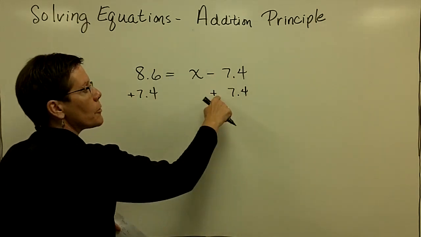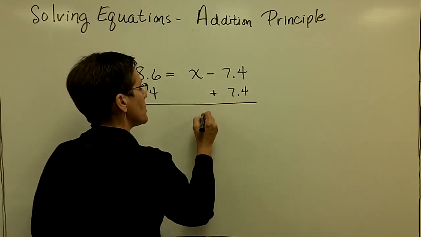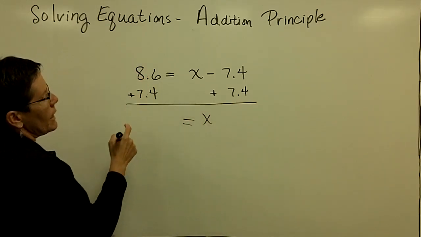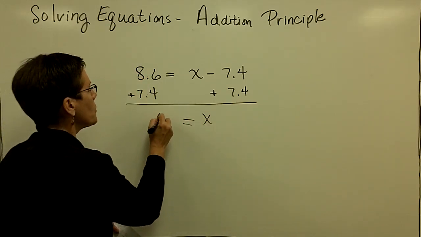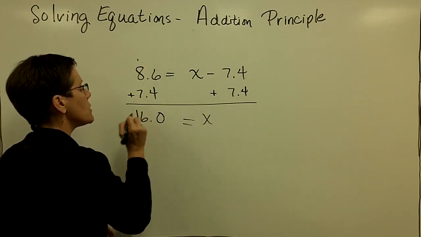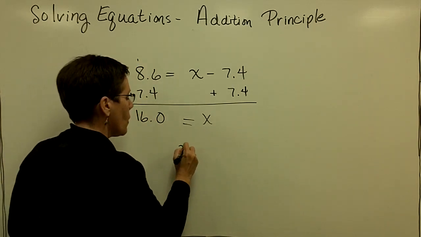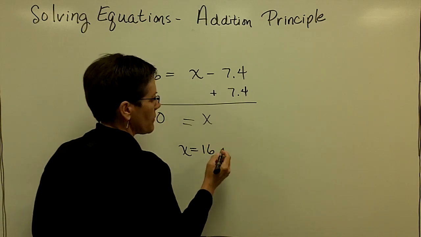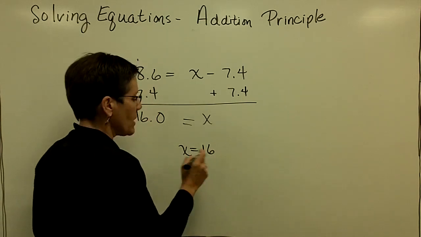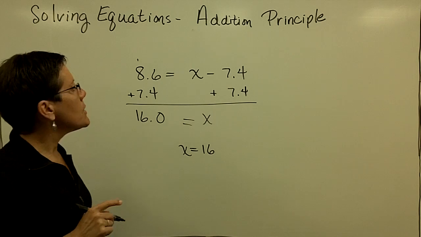A negative 7.4 and a positive 7.4 adds to be 0. And then 8.6 and 7.4 adds to be 16.0 or 16. There are 3 significant digits there, but in our class we could just go ahead and call that 16.